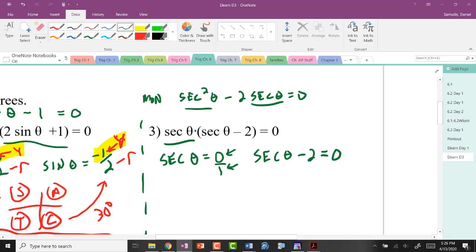Wait a minute. Secant, by the way, is related to cosine, which is x over r. So that means this is r over x. How in the world could r over x be a possibility? So we're going to have to drop that out. And I may have made an invalid question. So this is a no solution part.